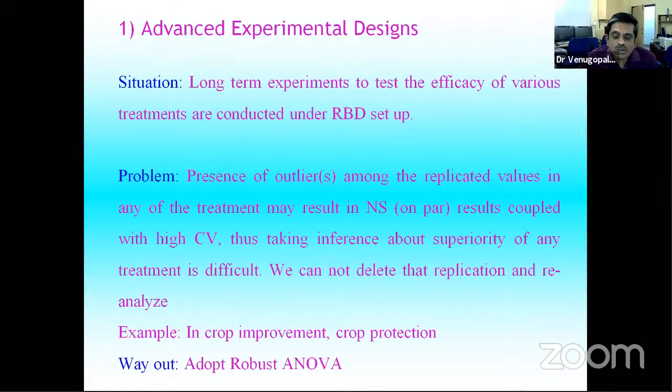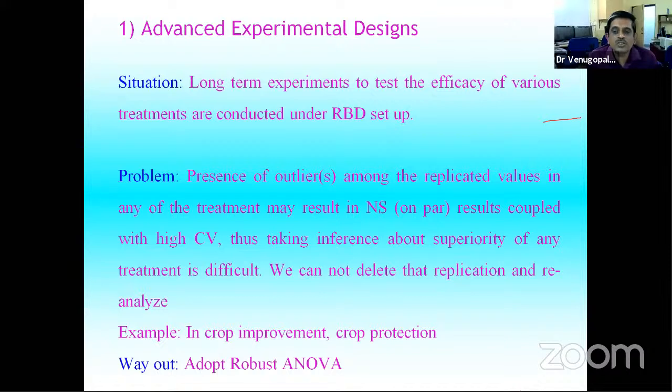Say yield for a particular variety or particular treatment in a replication may be higher than the other two replications of the same treatment. Similarly, if we come to a crop protection scientist, for a particular chemical treatment, in a particular replication, it would have got 95% mortality. So now the question is, the breeders or the crop protection scientists may not be in a position to hide that particular promising result, whatever they have got. One way out is, okay, let us consider all these aberrant values and analyze the data. Because of the presence of aberrant values, we are going to get non-significant results.